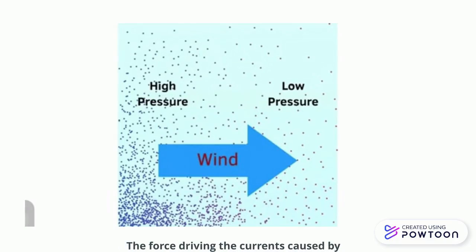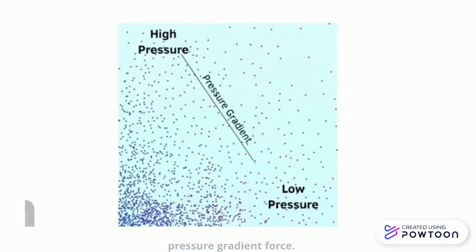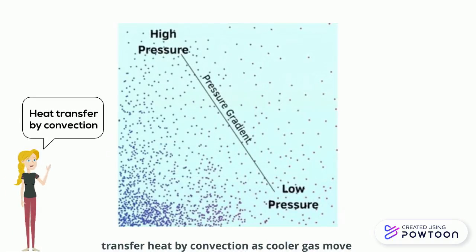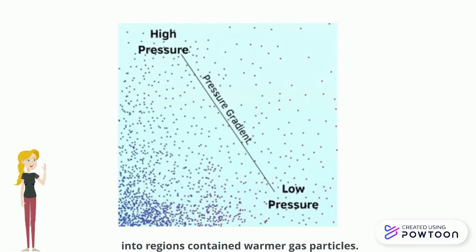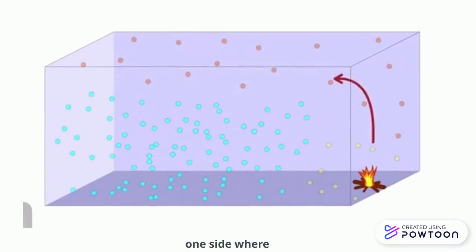The force driving the currents caused by differences in pressure between two regions is called pressure gradient force. Air masses moved by pressure gradient force transfer heat by convection as cooler gas moves into regions containing warmer gas particles.